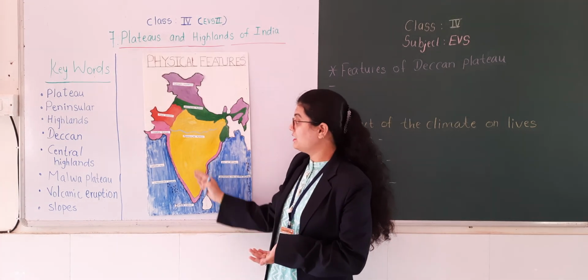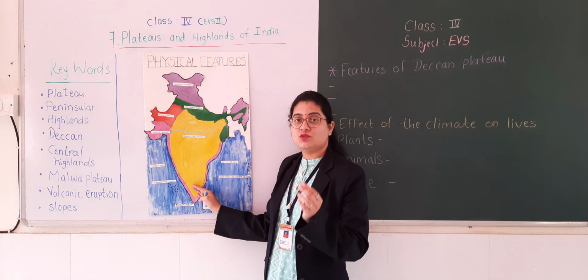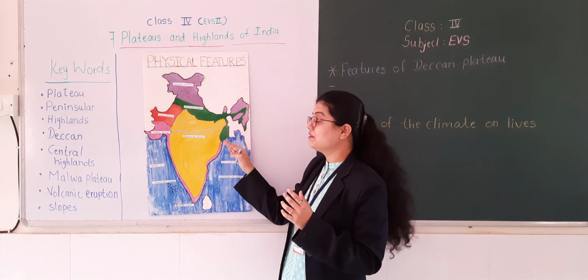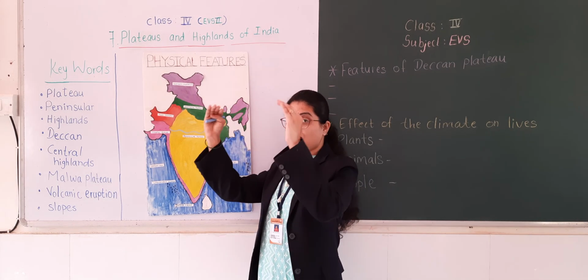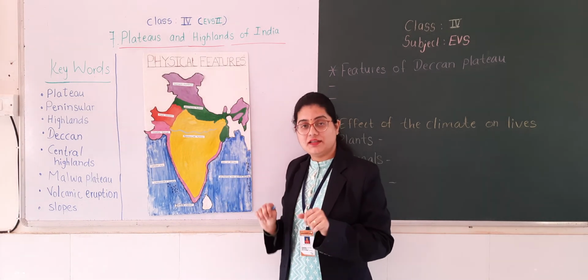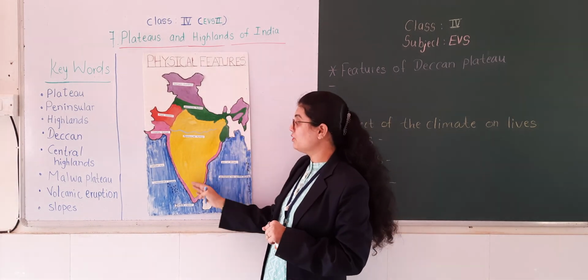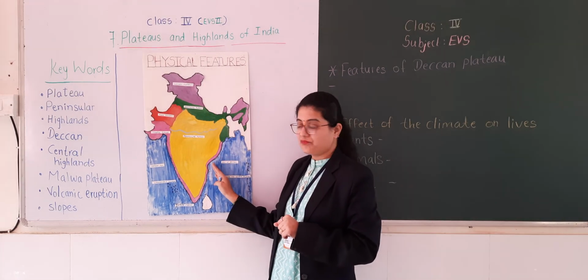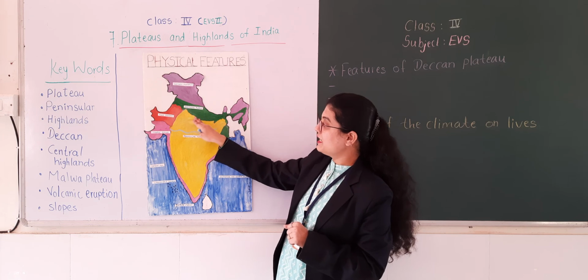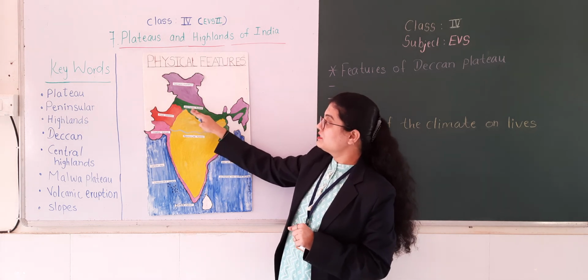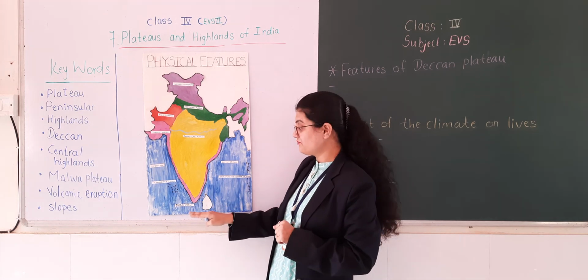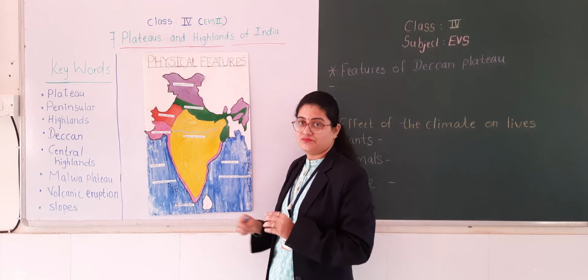This region is called the Peninsular Plateaus. Plateau means land which is slightly higher than the surrounding lands. So here this plateau region is higher than the surrounding lands. It extends from the south of the northern plain towards the southern tip of India.